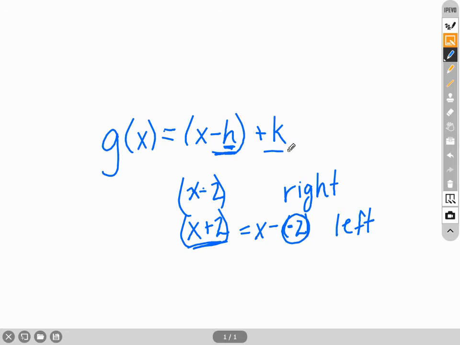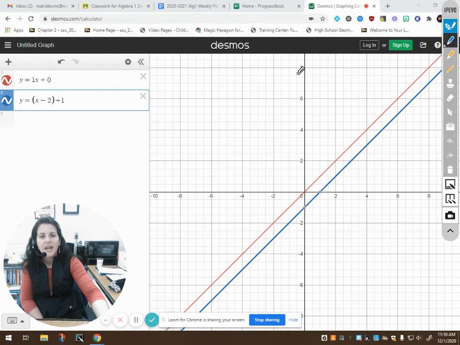And then whatever my value of k is, that tells me the vertical shift. The value of k tells me if it shifts up or down. Okay, so that kind of takes care of this entire lesson. I mean, that sums it all up right there. We're talking about shifting right and shifting left, and this is something that is on the released test questions.